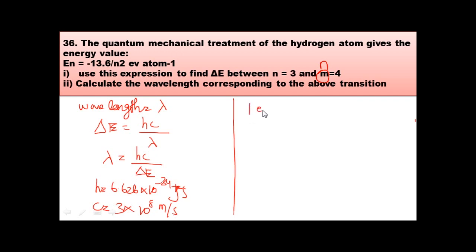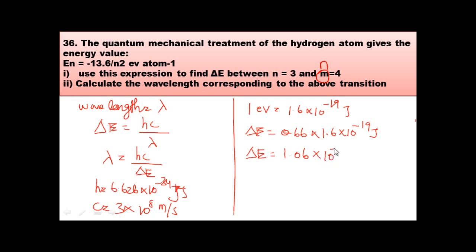So 1 electron volt is equal to 1.6 into 10 power minus 19 joule. So the delta E equal to, already calculated, what is the value? 0.66 into 1.6 into 10 power minus 19 joule. So what is the delta E value? 1.06 into 10 power minus 19 joule.